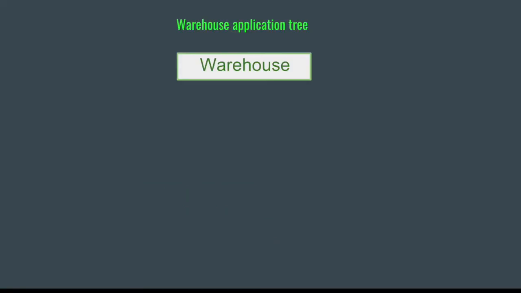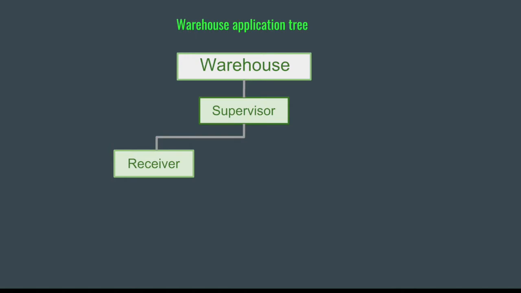This is what the application will look like. There will be the main warehouse application module and the main application supervisor. It will supervise the receiver module that will be responsible for receiving all the packages and assigning deliverators to deliver them all. The deliverator module will be a gen server, but it won't be supervised. Instead, it will be monitored by the receiver module, which will be responsible for all delivery assignments.